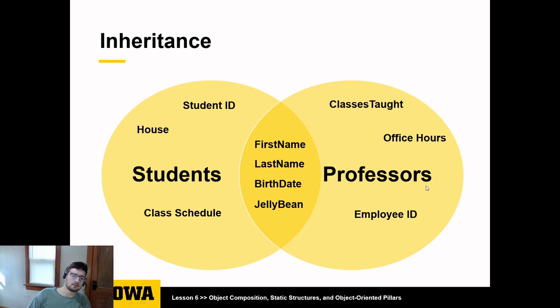So students and professors, they have all these things in common: first names, last names, birth dates, jelly beans, but they also have things that are unique to them. So students have student IDs, whereas professors have employee IDs. Students have a house they get sorted into. Professors have office hours, right? Students have class schedule. Professors have classes taught. So this is essentially just a Venn diagram, right? We're saying some things have things in common and also some unique components to them.